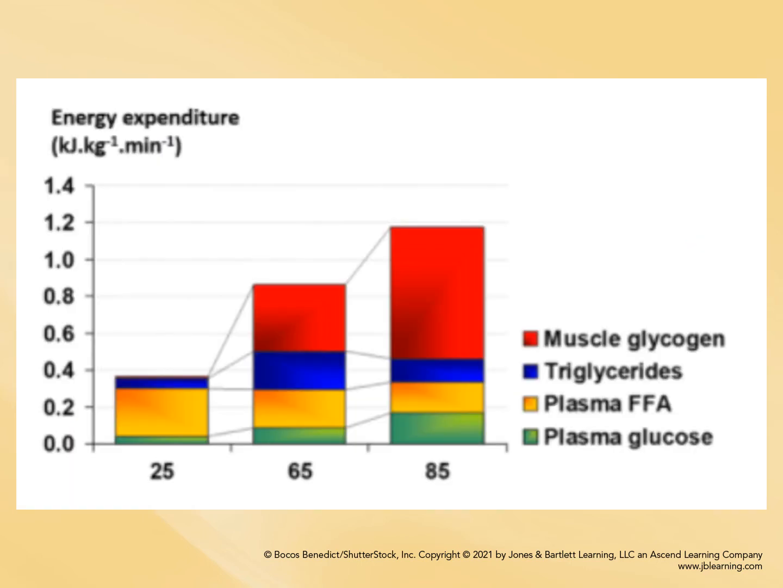This picture shows the contribution of major fuel substrates after 30 minutes of exercise at different intensities. So we have 25% VO2 max, 65, and 85. You'll see that the energy contribution is represented by the size of the colored bar, the color within each bar. So at 25% of VO2 max, the energy expenditure is much lower than if you were at 85%. So the energy expenditure bar is small. The 65 represents more moderate exercise intensity, and 85 is more vigorous exercise intensity.